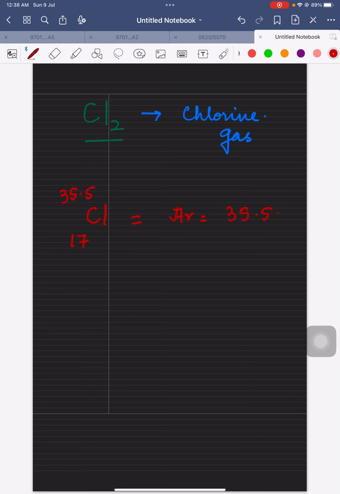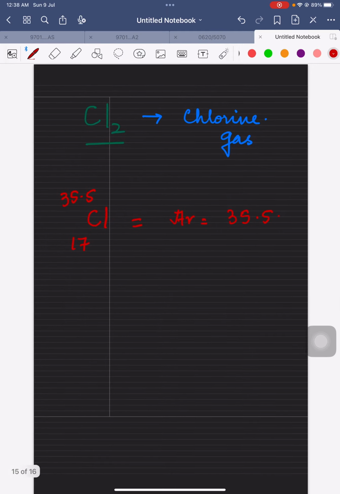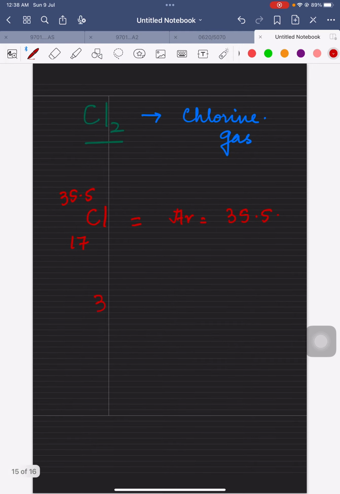Okay, I have told it to you. Now we are going to look into how we are going to take it for chlorine. It will be 35.5 plus 35.5, and the total will be 71. So what is this 71? It is called the relative molecular mass, Mr.